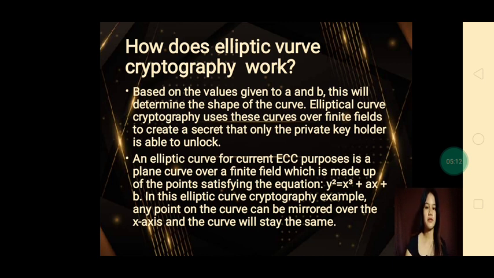How does elliptic curve cryptography work? Based on the values given to A and B, this will determine the shape of the curve. Elliptic curve cryptography uses these curves over finite fields to create a secret that only the private key holder is able to unlock. An elliptic curve for current ECC purposes is a plane curve over a finite field which is made up of the points satisfying the equation y^2 equals x^3 plus ax plus b. In this elliptic curve cryptography example, any point on the curve can be mirrored over the x-axis and the curve will stay the same.